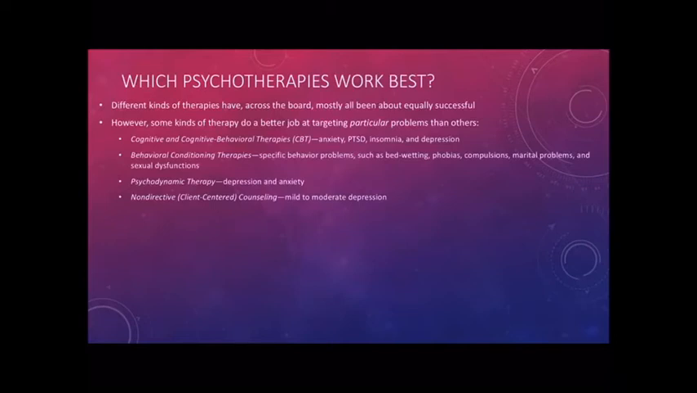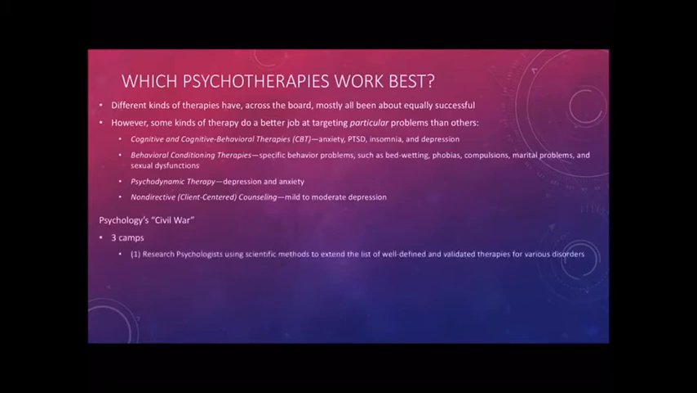So, psychology's civil war. There are 3 camps here. The first one is research psychologists who say we've got to use the scientific method and we've got to figure out what are well-defined and validated therapies for different disorders. So it's a scientific approach. We're looking at the data and the outcome research.